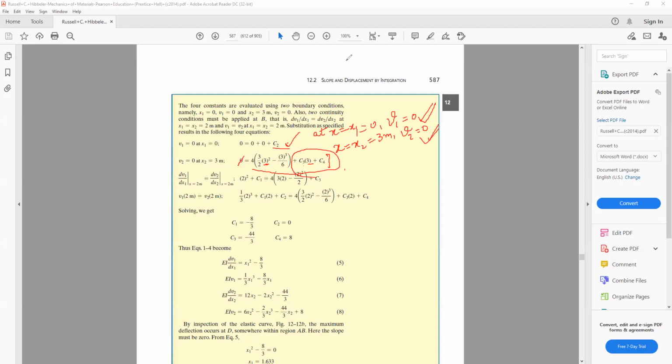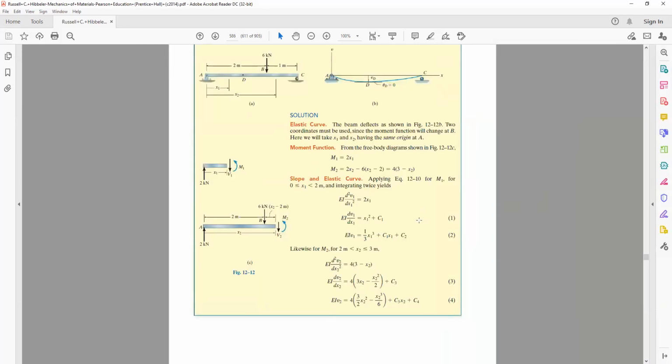So the analysis is now quite easy. Let's return back to the problem to see what else we can use. On the left-hand side of this curve, the deflection curve is represented by the equation nu1, which is a function of x equal to x1. From 2 meter to 3 meter, it is represented by nu2, which is also a function of x2.